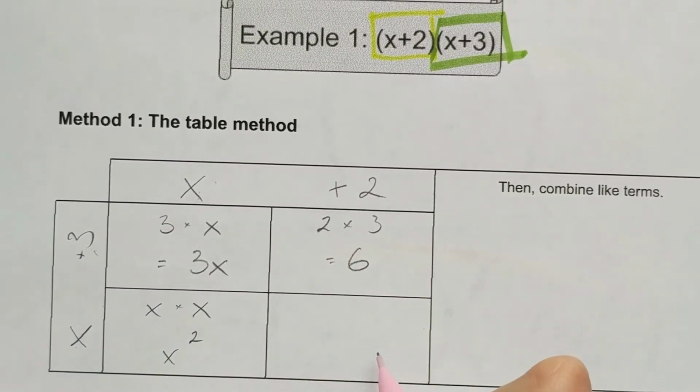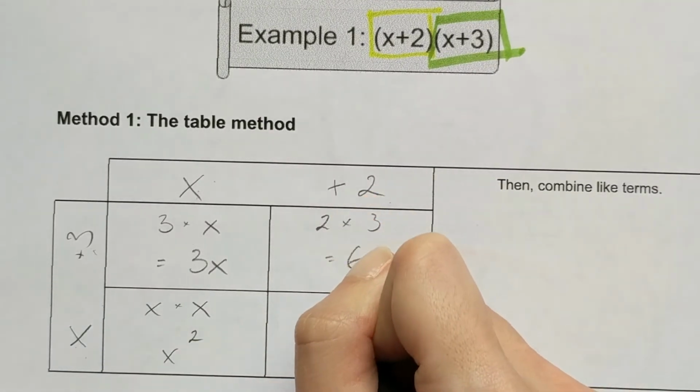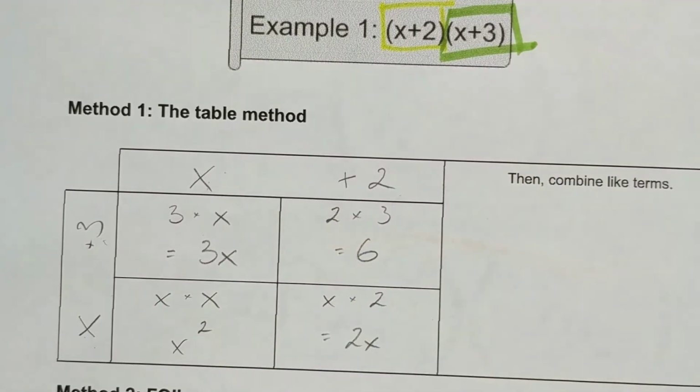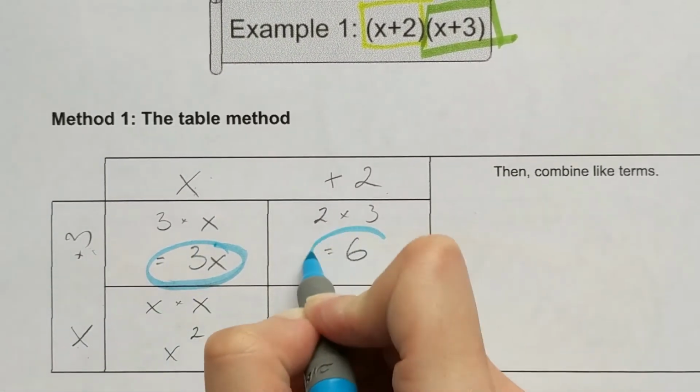In the last box, I'm going to do x times positive 2. X times 2 is 2x. The answers to these 4 questions are what I'm going to use to find the answer of my original question.